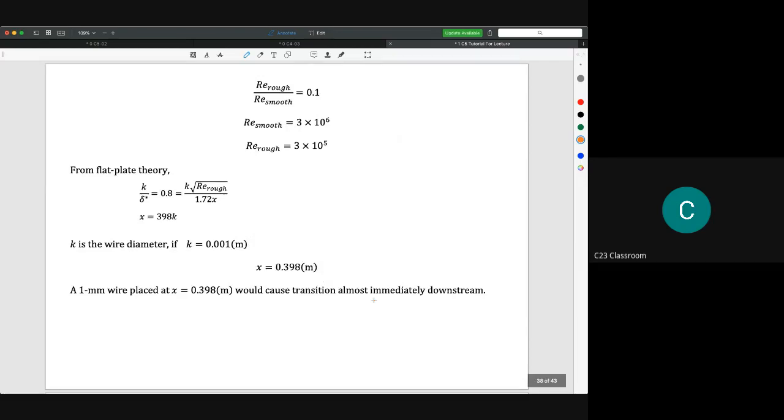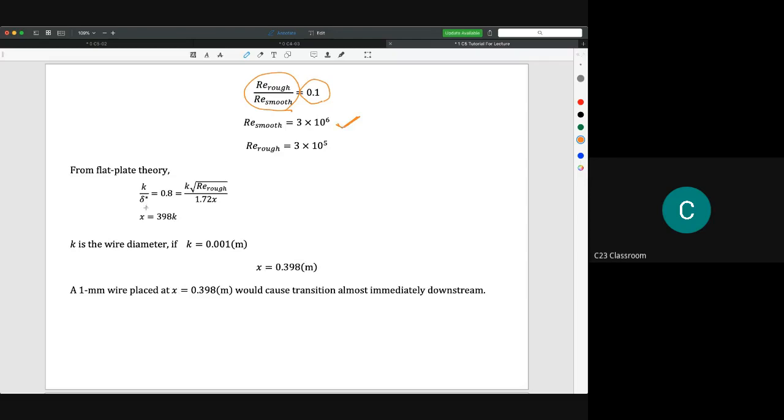So then we could do some reverse calculation. We have the Reynolds number, rough over smooth, is 0.1. We assume that the Reynolds number of the smooth is 3 times 10 to the power of 6, and the rough will become 3 times 10 to the power of 5. If we do the calculation here, we have k over delta star equal to 0.8.